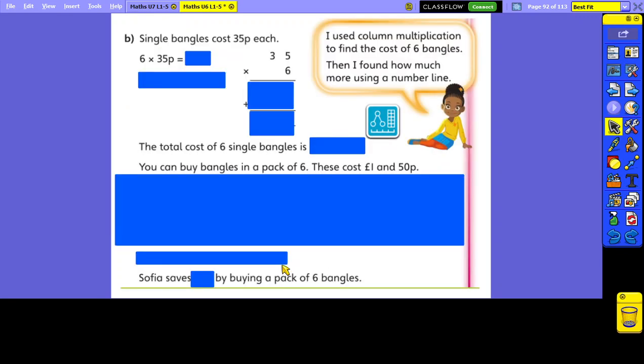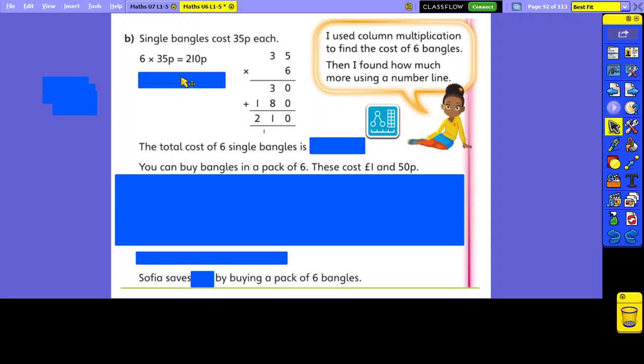So the single bangles cost 35p each. If I do 6 groups of 35, I get 210. And I found the column method a lot easier. So if I show you here, I do 5 times 6 is 30, 3 in the tens column, 0 in my ones column. And then I have to do 6 times 30. So I put a place value holder down here and do 6 times 3, which is 18. 180 is actually what 6 times 30 equals. And so then I add the two numbers together and I get 210.